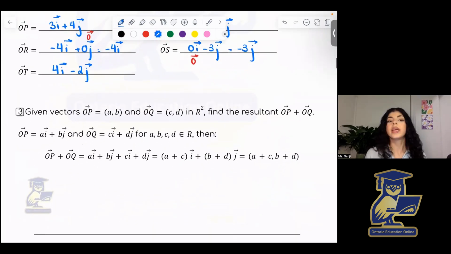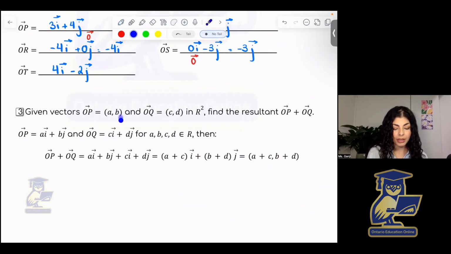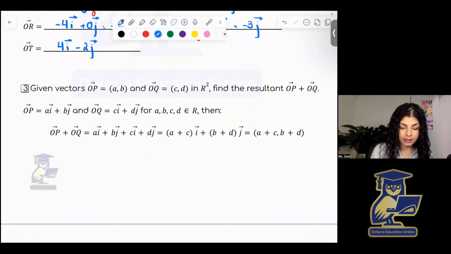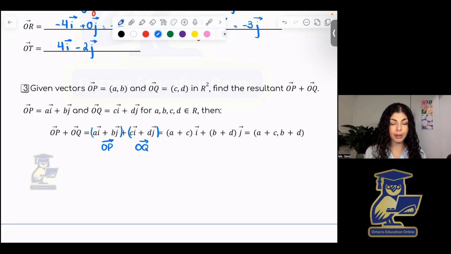Now, if we are given two vectors, OP, given by the coordinates AB, and the vector OQ, given by the coordinates CD in R squared, we want to find the resultant. So OP, remember, is defined as A times i plus B times j. Following that, OQ is defined as C times i plus D times j, and A, B, C, D are scalars in the set of real numbers. This part's not really necessary, but I'm just showing you OP and OQ in their unit vector representation.